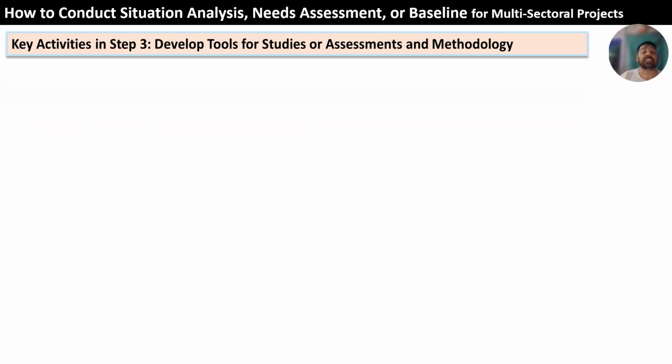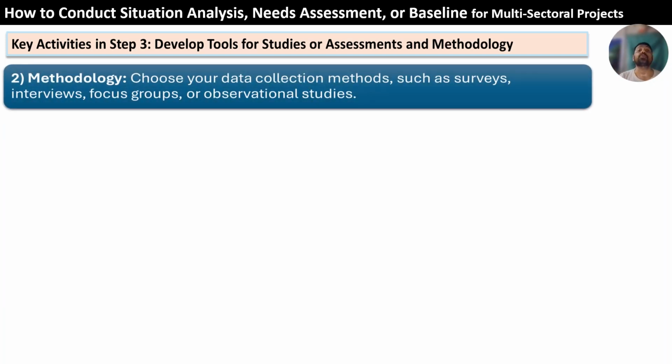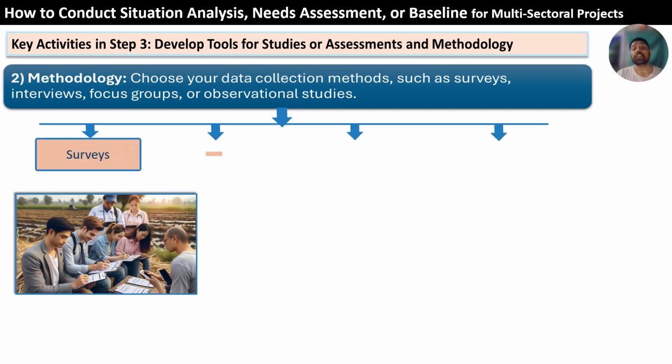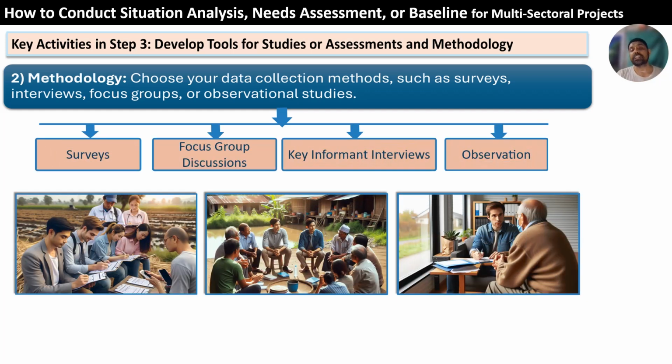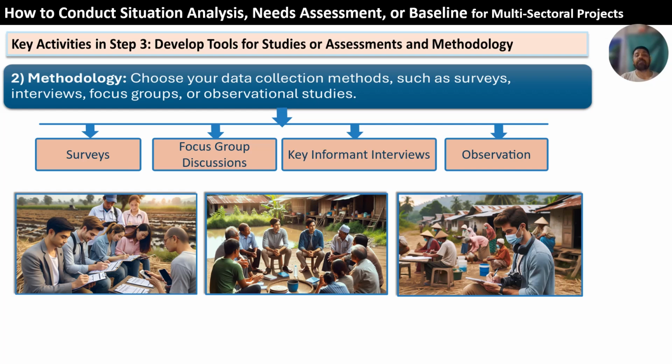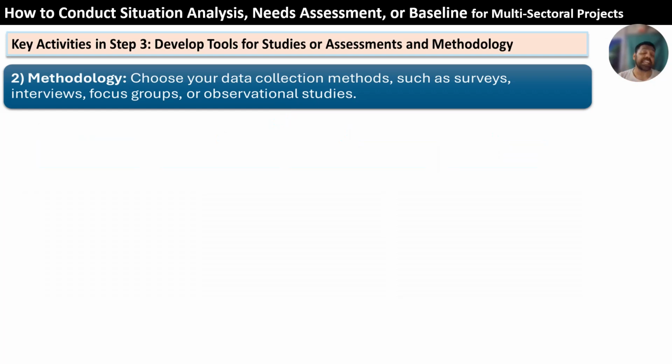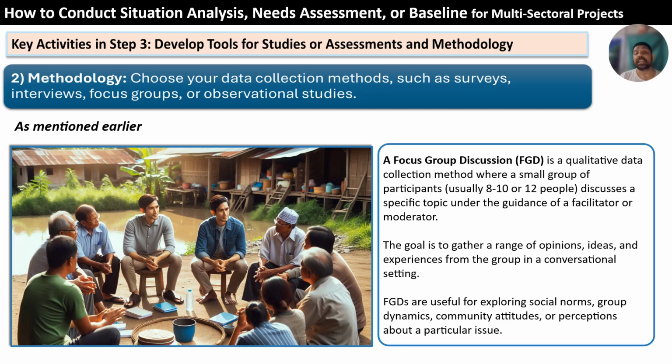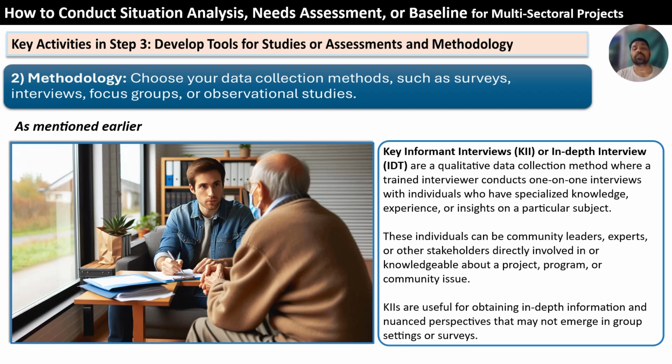Here are some examples related to the second activity, which is to choose your data collection methods. For example, surveys, interviews, focus group, observational studies. You might need all of these different methodologies for your study. Focus group discussions are basically discussions with a group of 8 to 10 people from relevant stakeholders. Key informant interviews are open-ended questions from stakeholders in the department or in the community.